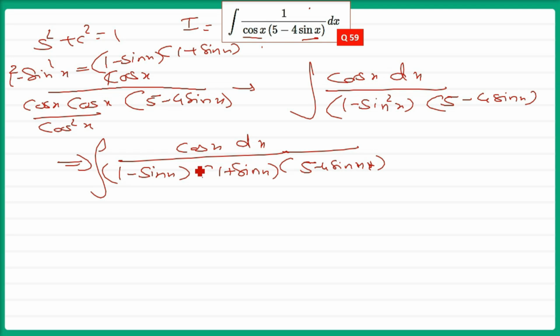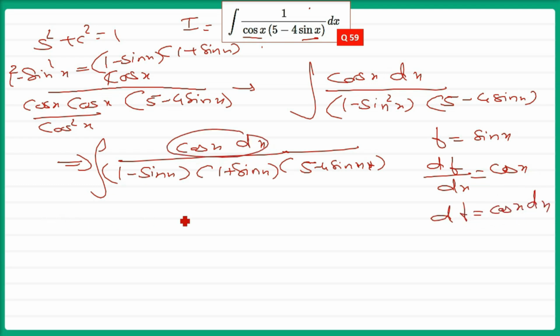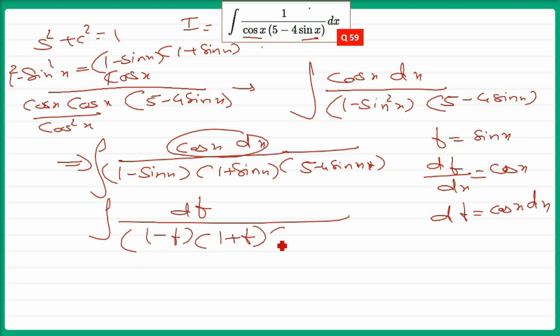So now the integration will be done, and I am quite sure that when you take sin x equals t, you will get a cos x dx in the numerator, and the formation will be so easy. Like I'll just show you. t equals sin x, dt by dx will be cos x. So dt becomes equal to cos x dx. So this cos x dx will be dt, and the denominator will be 1 minus sin x, which is 1 minus t, 1 plus sin x is 1 plus t, and 5 minus 4 sin x is 5 minus 4t.